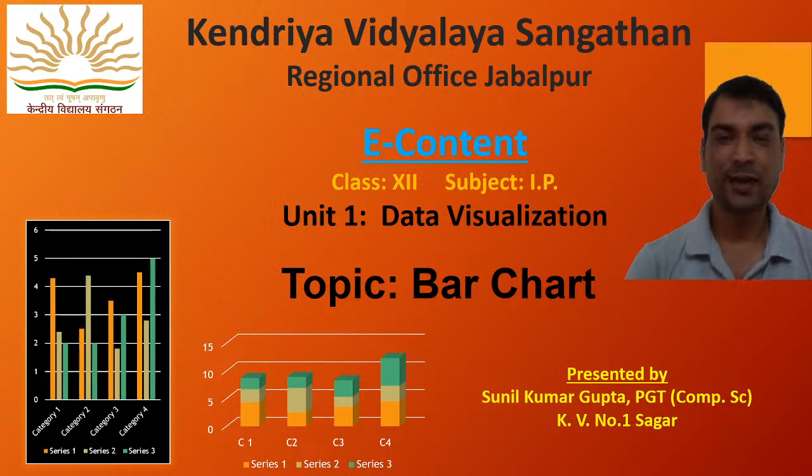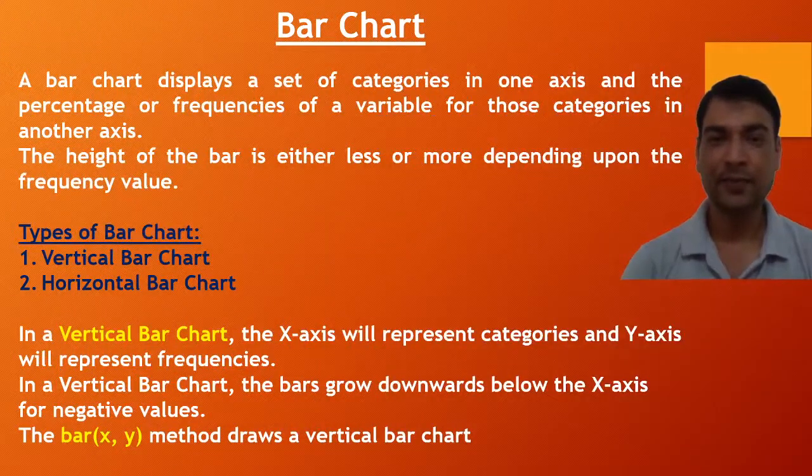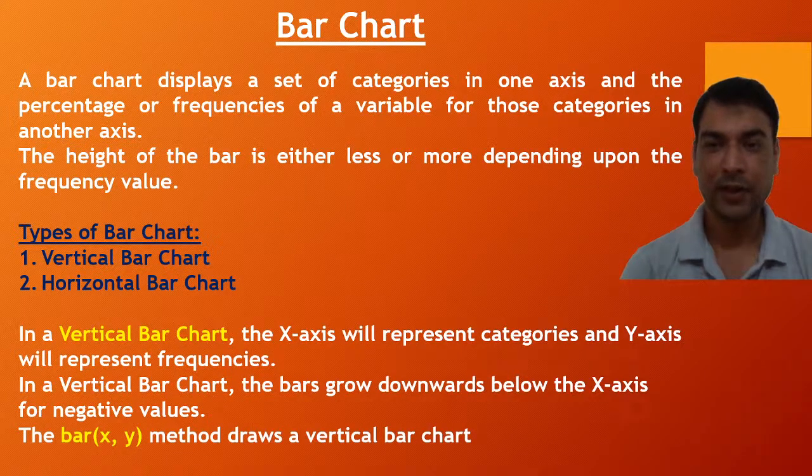In the previous lecture, we have discussed about the line chart and its properties. Bar chart represents data and information in the form of columns or bars. One axis of bar chart represents the categories and another axis of bar chart represents the frequencies or percentage. The height of the bars depends on the values of the coordinates.